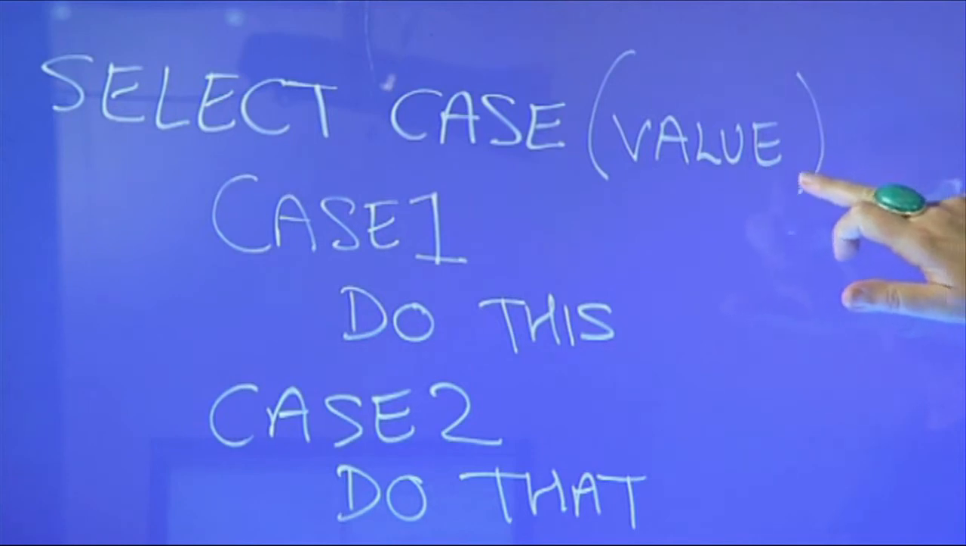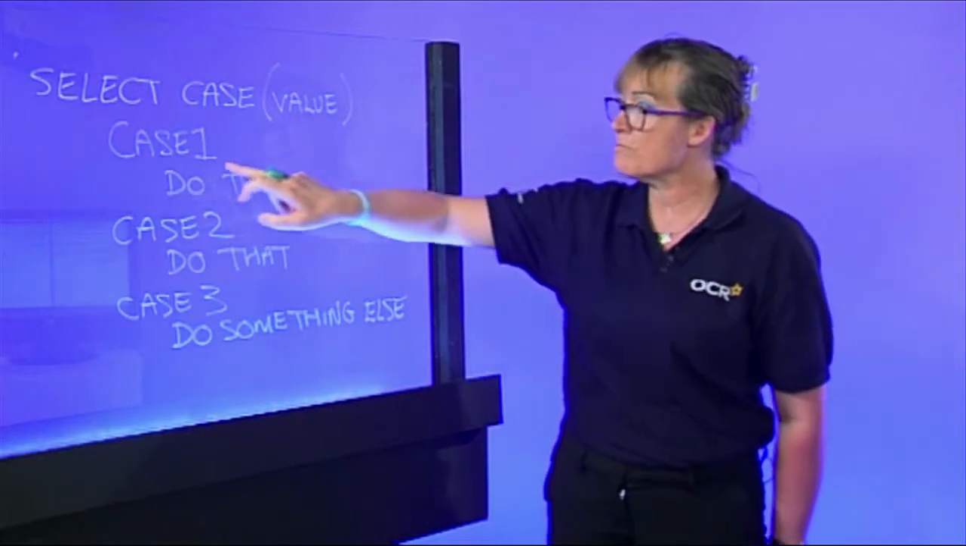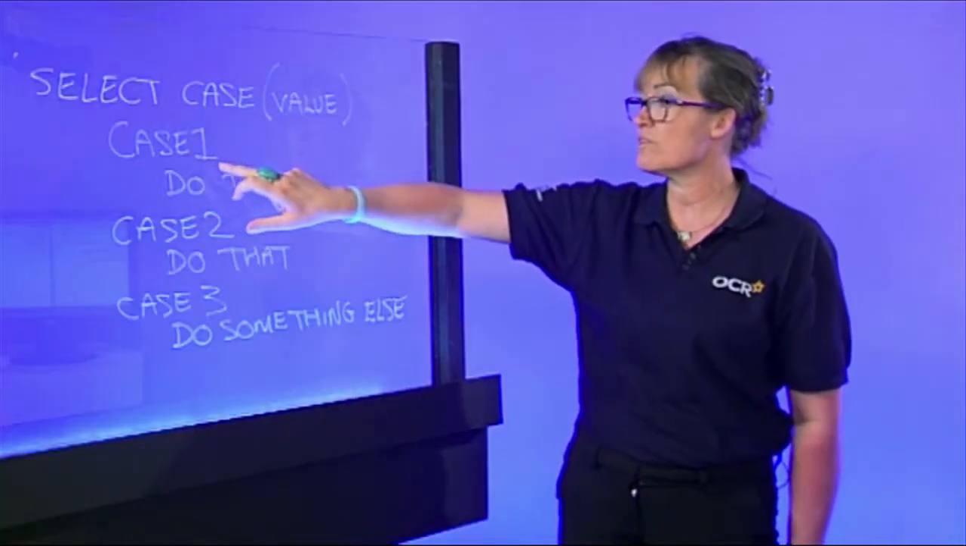Here we have a typical select case statement. We start with the keyword select case and then in brackets a value. This is what the user is going to enter. So in a program I'll show you in a moment, that will actually be their birth month. We then have the multiple cases. So in the case of the birth month, they might say January. So this is the first case.